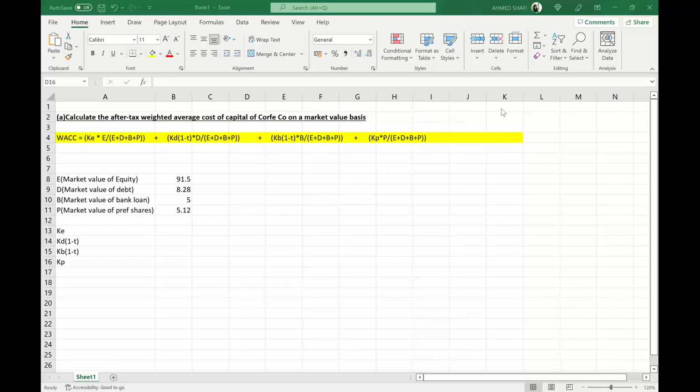Yes, Bahir, I'm showing it's number of preference shares into current share price. I'm showing step by step the equation of EDBNP. Please pay attention. This is E, number of ordinary shares 15 million into current share price. This is P, market value of preference shares: number of preference shares 8 million into current share price 0.64.